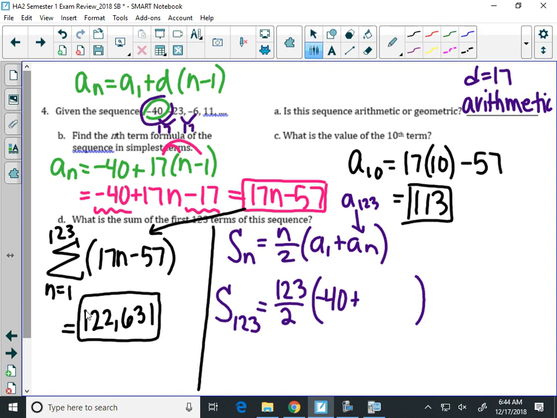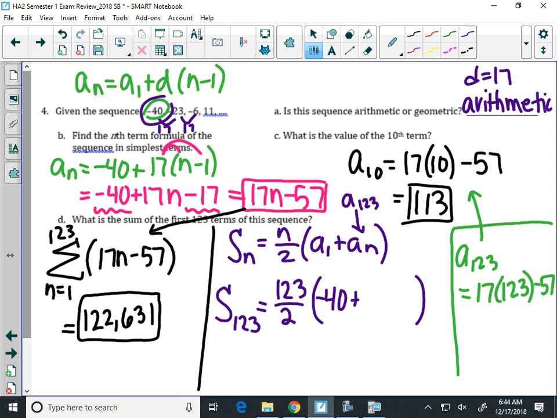So if I wanted to find a sub 123, I need to use the formula like I did in part C. So I would take 17 times 123 minus 57.